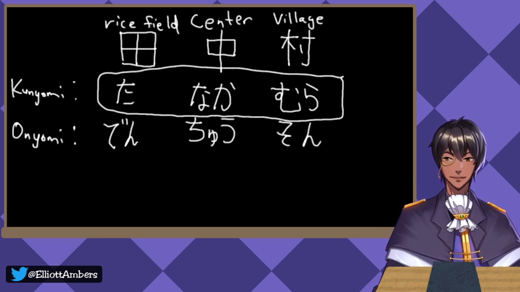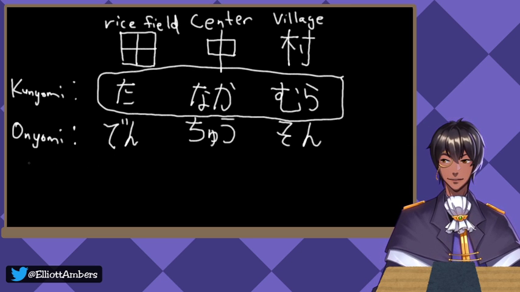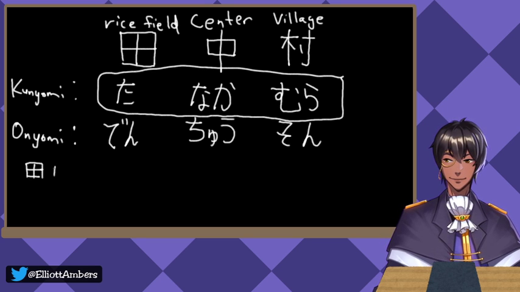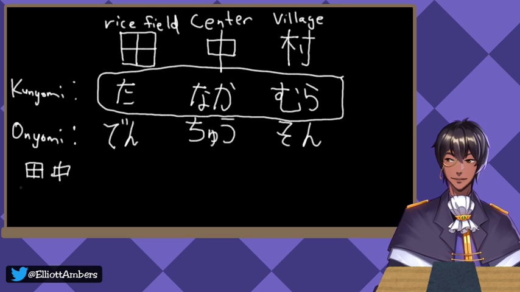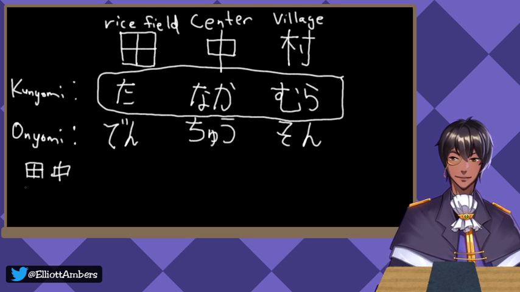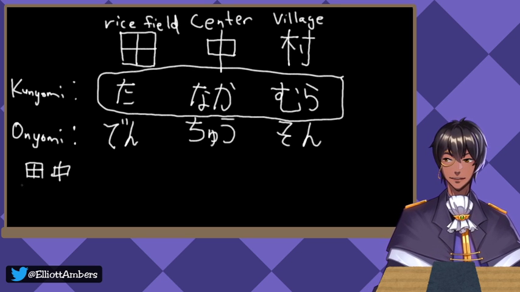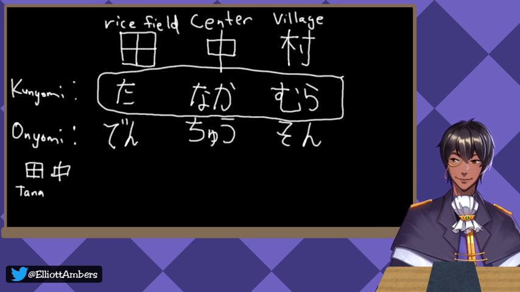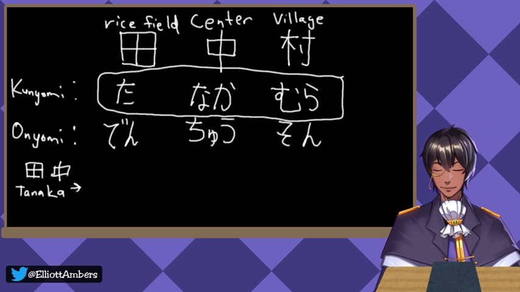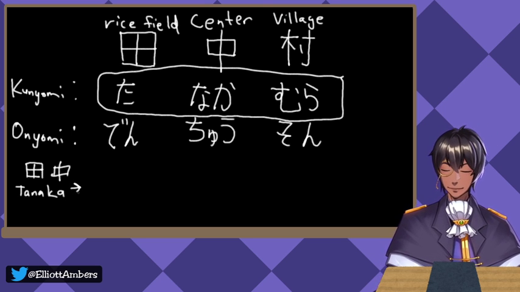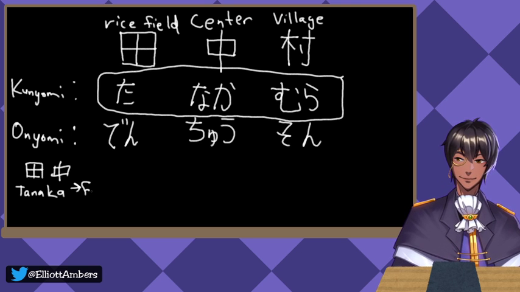Sorry about that. We can make a variety of names. Like I said earlier, there's Tanaka, which uses rice field and center. If we say rice field and center, that means from the center of the rice field, or from the rice field center. So Tanaka is from the rice fields.